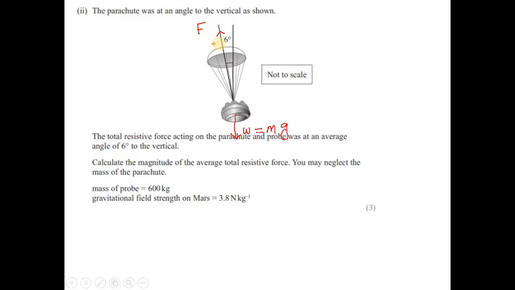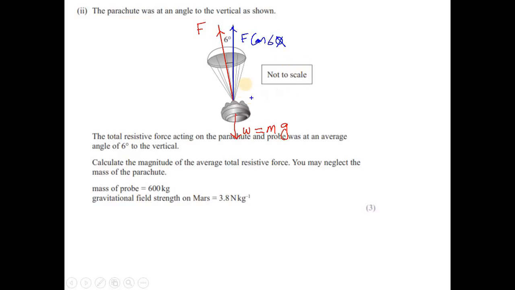Clearly you can see that you can resolve the force into its component, which is parallel or cancelling the weight. So if you resolve this force into components, then you have a force component of F in that direction like that, and this component is adjacent, so it will be F cos 60. Sorry, it's not 60, it's 6 degrees. So F cos 6.